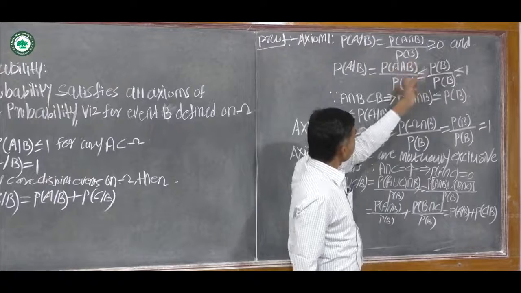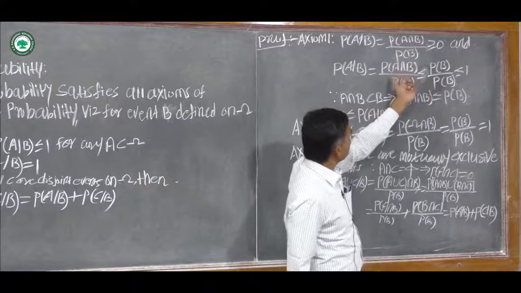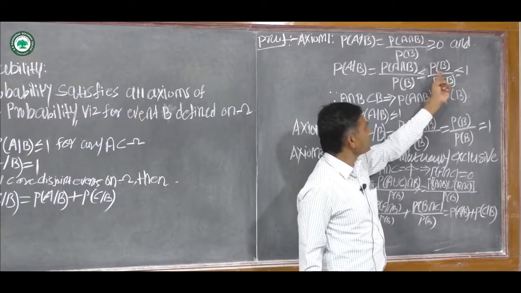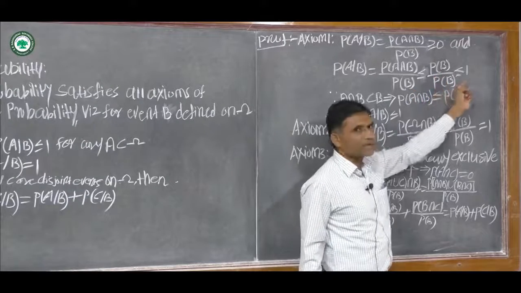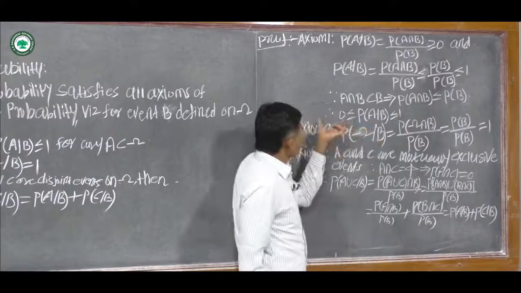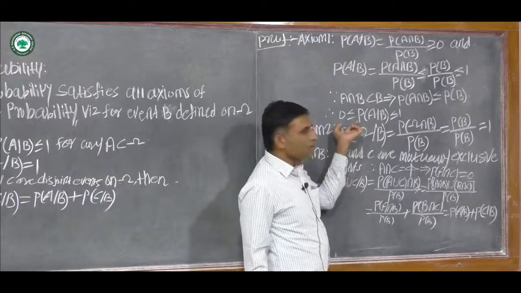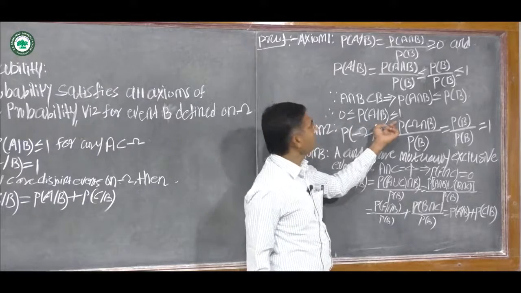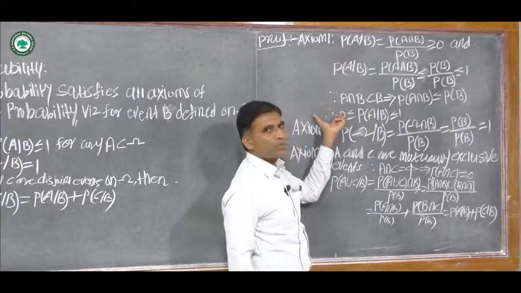Here we can write this one: probability of A intersection B upon probability of B is less than or equal to probability of B upon probability of B, which is less than or equal to 1. Hence we have 0 less than or equal to probability of A given B less than or equal to 1. Hence the axiom number 1 is proved.